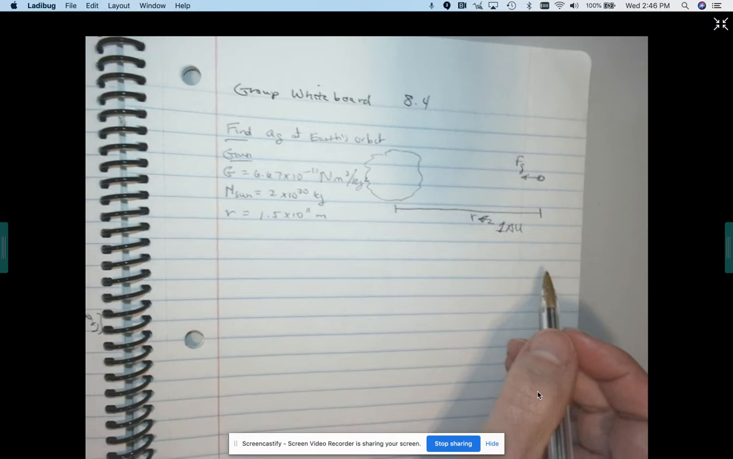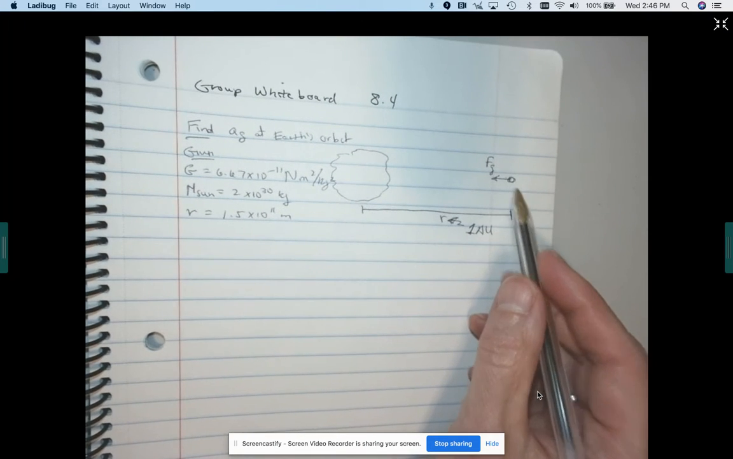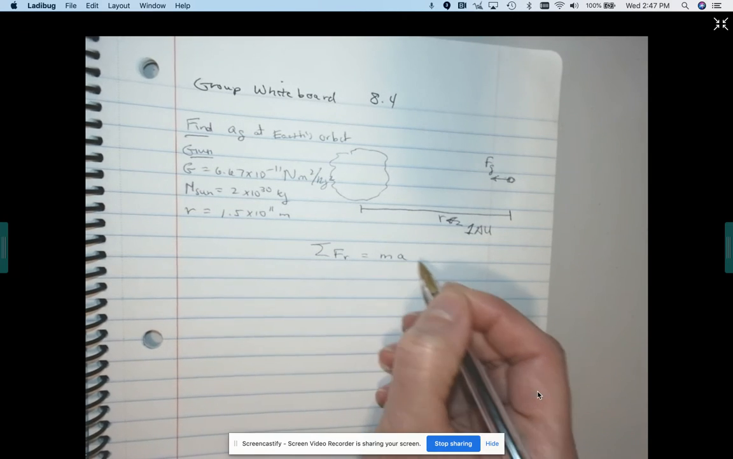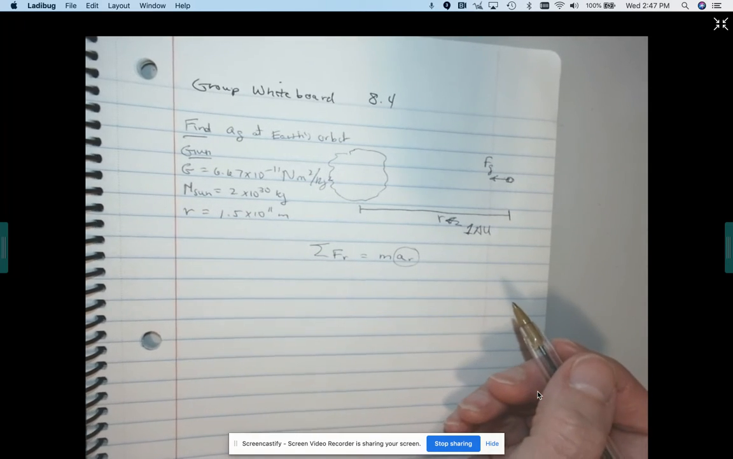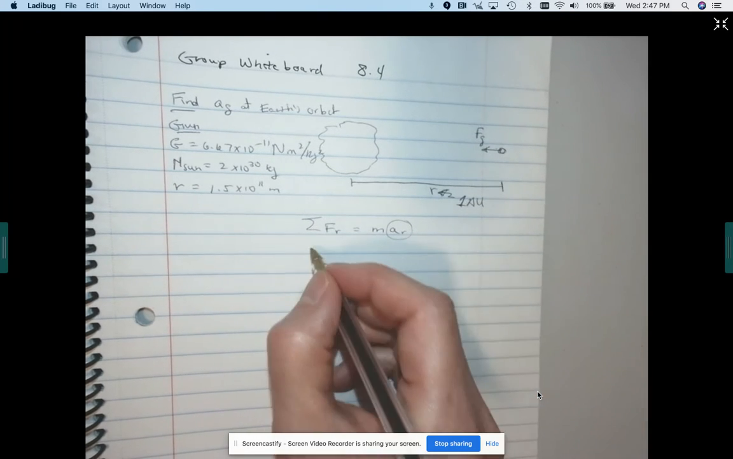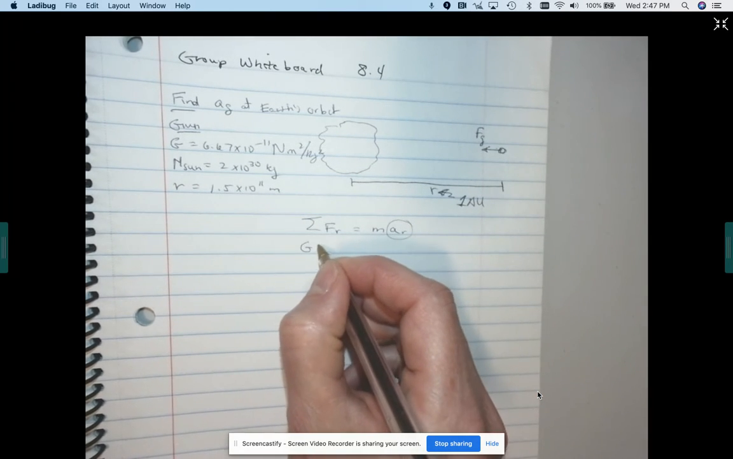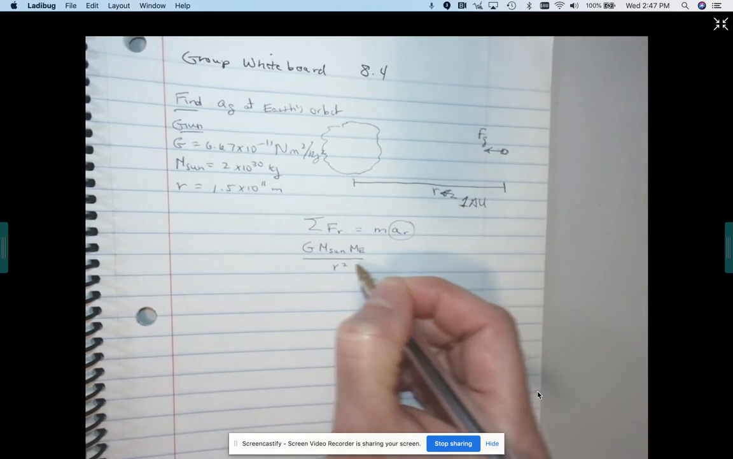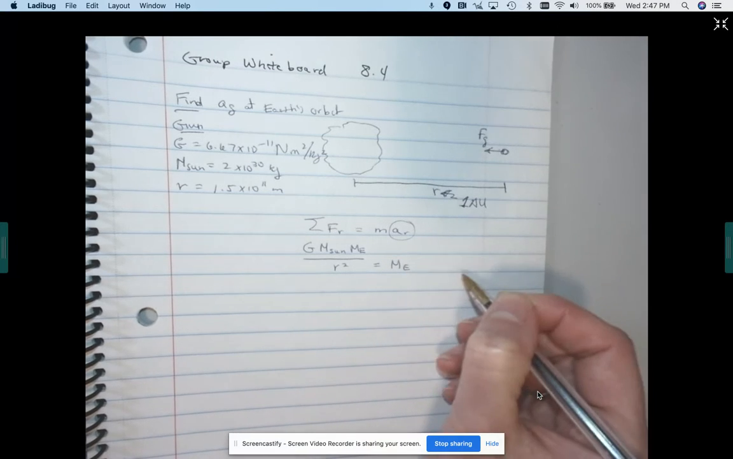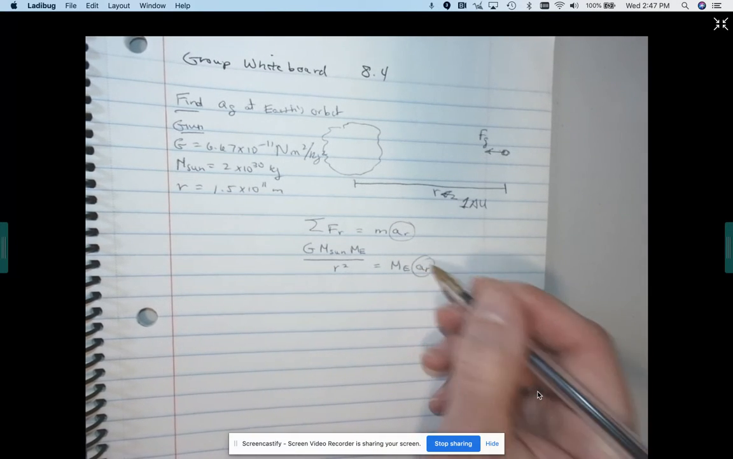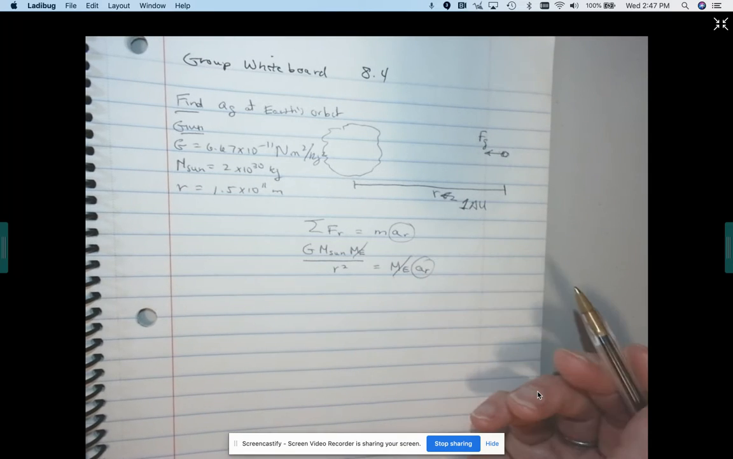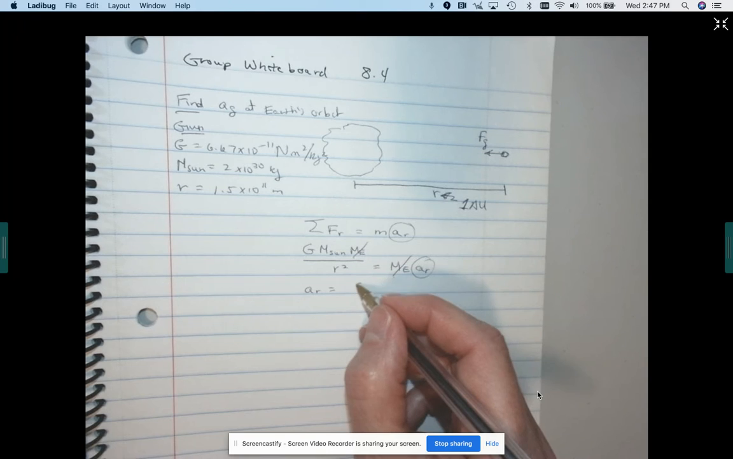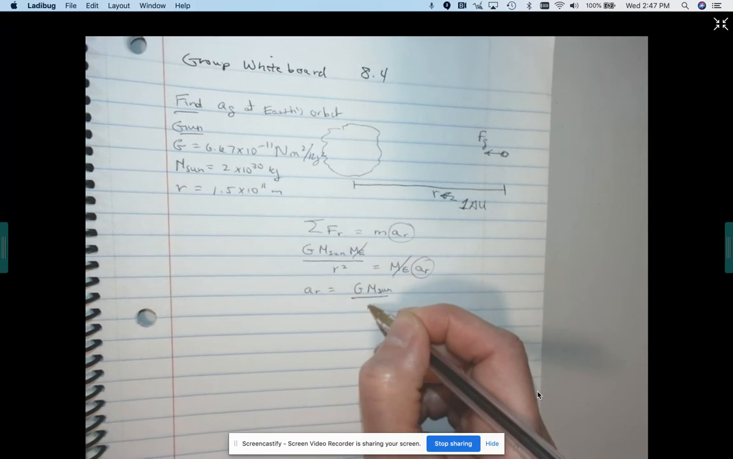Okay, so if we look at the forces acting on the Earth, we can sum the forces in the radial direction. That'll produce some acceleration in the radial direction, and that's what we want to find. That's really the acceleration of gravity. So the force that's acting on the Earth is the force of gravity. So G times the mass of the sun times the mass of the Earth, divided by that radius squared, is going to produce the acceleration at the Earth. So mass of the Earth times the acceleration, and that's what we're solving for. We have the mass of the Earth on both sides, so we can cancel that out. So we get that the acceleration due to gravity at the Earth's orbit is G M sun over r squared.